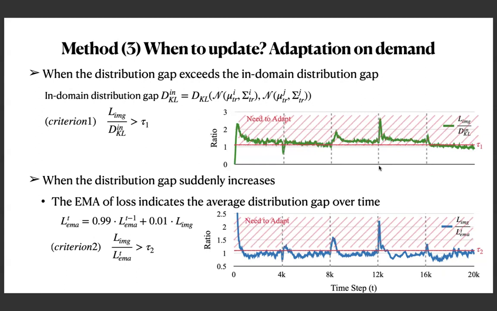The first criterion is when the domain gap between test and training exceeds the in-domain distribution gap within training, indicating that the model is not sufficiently adapted to the current test domain. And the second criterion is when there is a sudden increase in the gap, indicating a sudden change in the test domain that requires the model to resume adaptation.